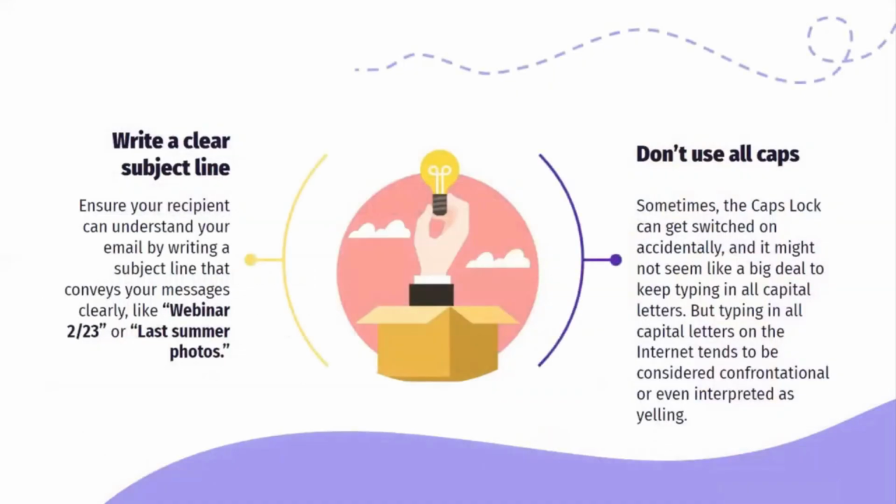On the left side, we have write a clear subject line. Ensure your recipient can understand your email by writing a subject line that conveys your message clearly. For example, webinar February 2023 or last summer photos. Basically, that subject line should give the person an indication about what is the information you are trying to share or communicate to them.